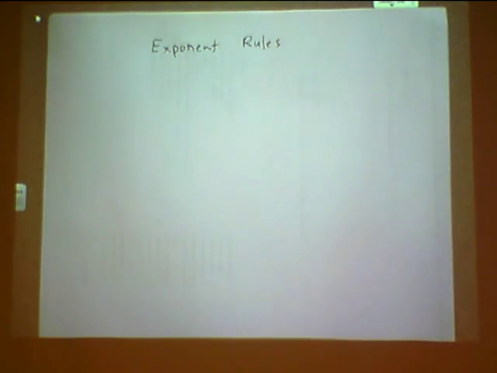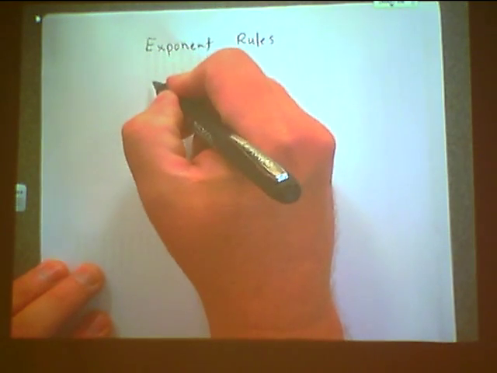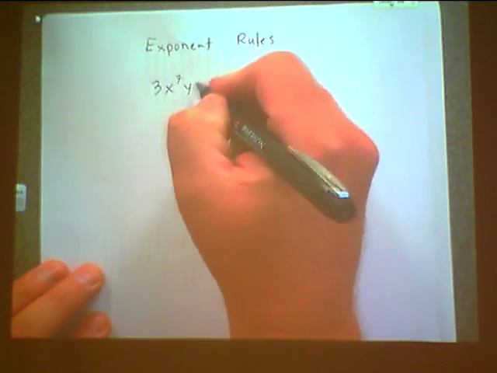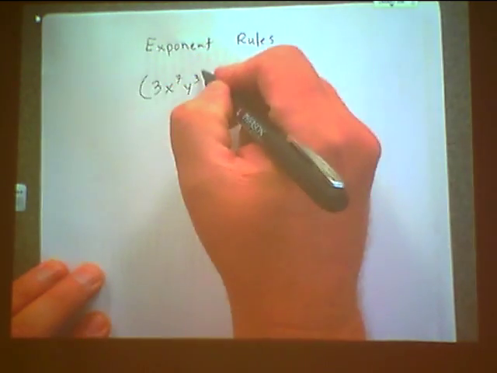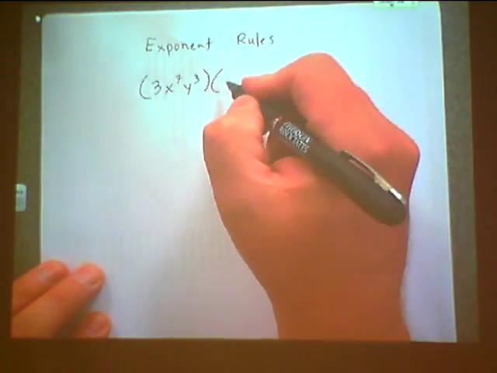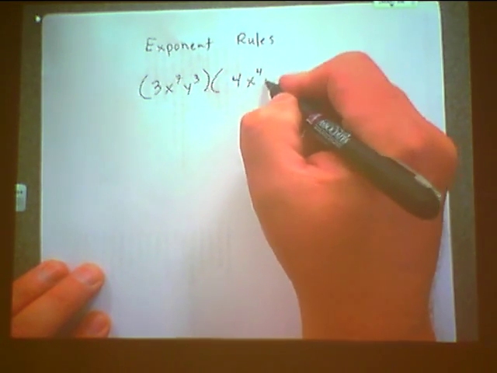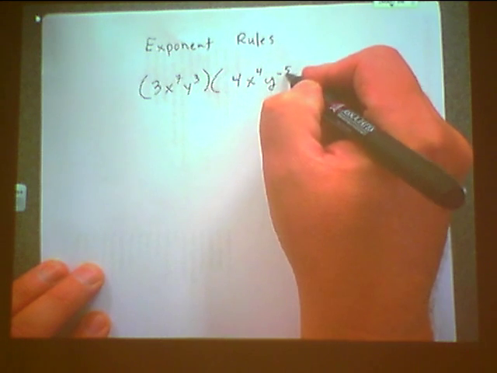I want to do some problems using the exponent rules. The first problem will be this: 3x to the 7th y cubed multiplied by 4x to the 4th y to the minus 5th.